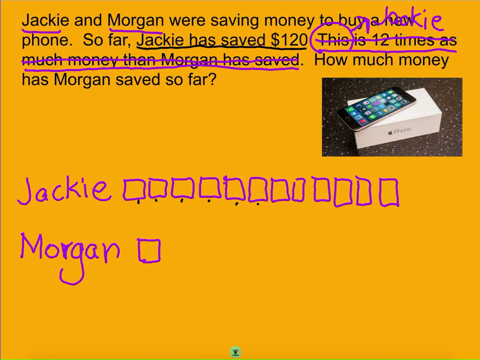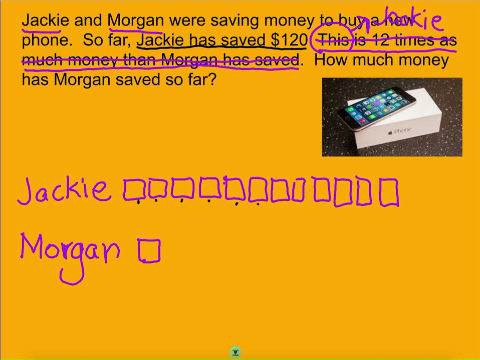And the sentence says she saved 120. So you can't put 120 in each box, because if you did that, she would have saved way more than $120. So what we're going to do is show that Jackie has saved $120 in total. So watch how we do that.